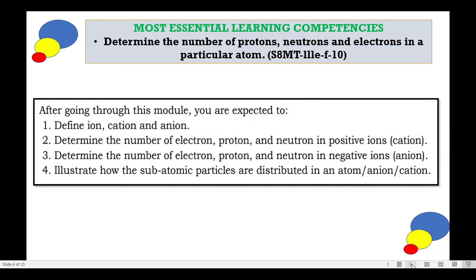1. Define ion, cation, and anion. Number 2. Determine the number of electrons, protons, and neutrons in positive ions. 3. Determine the number of electrons, protons, and neutrons in negative ions. And number 4, illustrate how the subatomic particles are distributed in an atom, an ion, or cation.